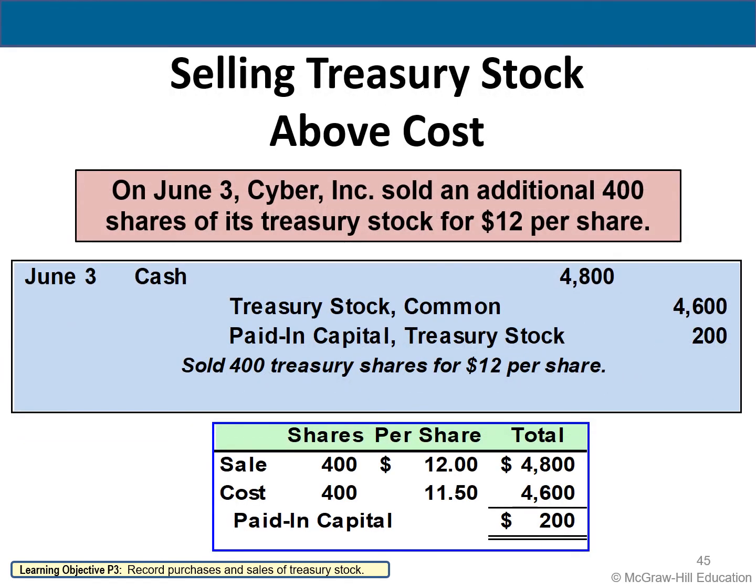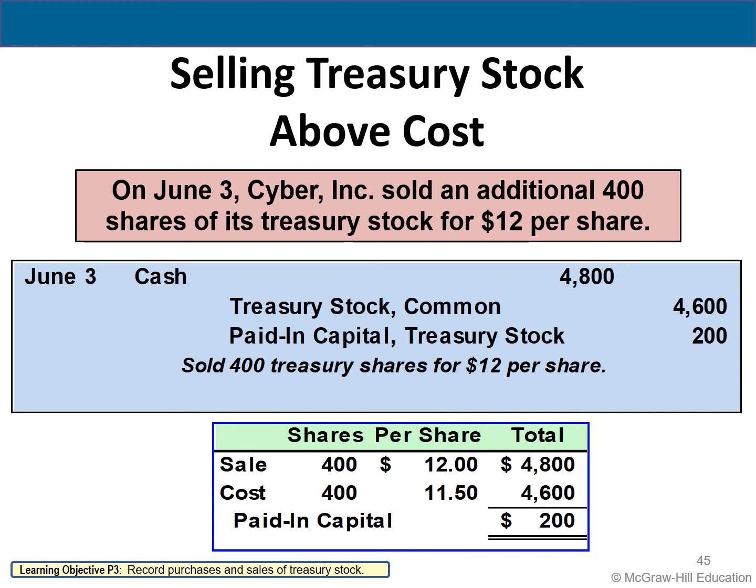Well, let's say we sell treasury stock above cost. On the previous slide, we sold it at cost. If we sell it above cost, so we sold an additional 400 shares, but this time we sold it for $12 when we purchased it back for $11.50. So we sold it above our cost to buy it back.